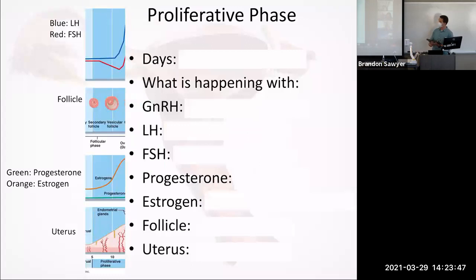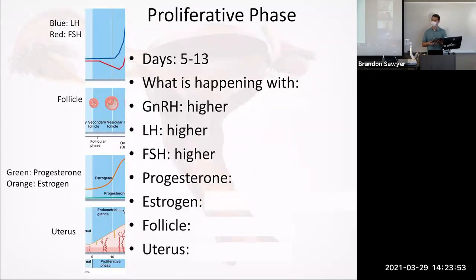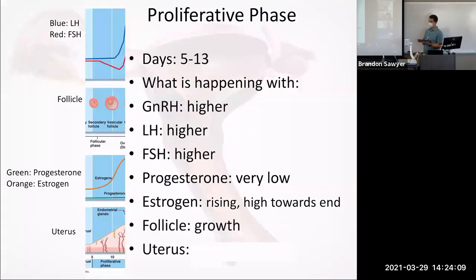And we move into the proliferative phase, days 5 through 13. Okay, those top 3 hormones are always going to go together. They're higher, right? They're starting to rise. They're much higher than they've been. Okay, progesterone levels are very low because there's no corpus luteum to release it. Estrogen levels are starting to rise, especially towards the end of these 8 days here. Follicle is growing, right? Follicle is getting bigger. Okay, the uterus is also growing.